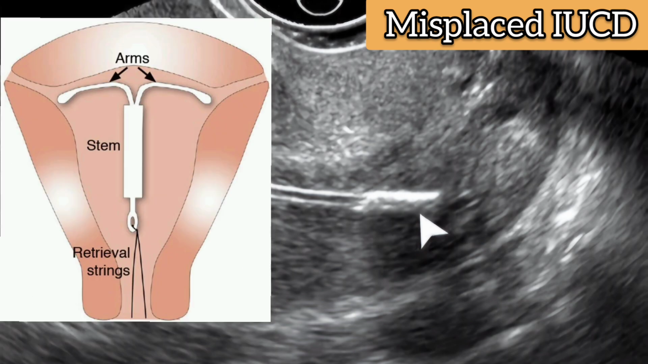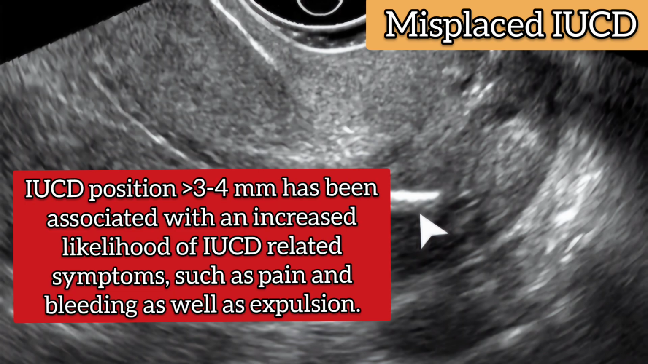So how is the copper T placed in the uterus? Usually the stem is placed within the endometrial cavity. The two limbs usually fit into the uterine horns, and retrieval strings are usually placed within the cervical canal for easy removal of the IUCD. After IUCD placement, the most important complication is usually a misplaced IUCD.